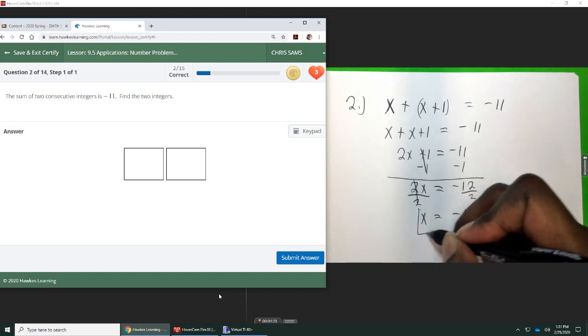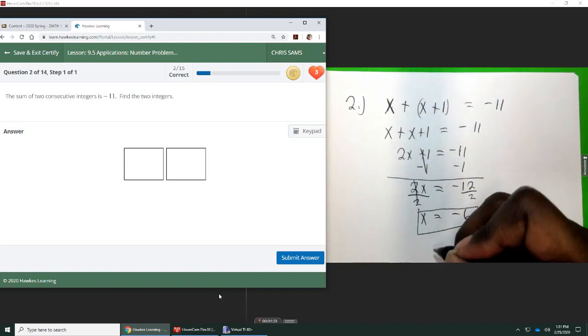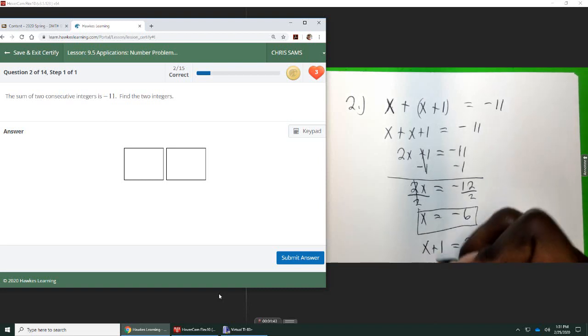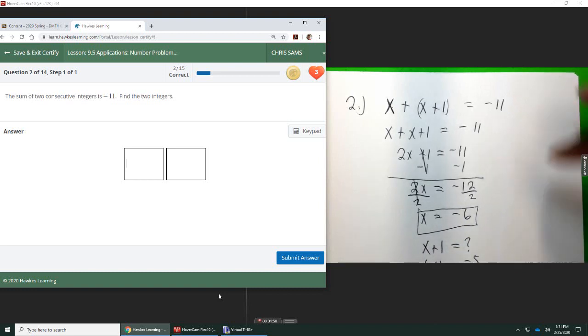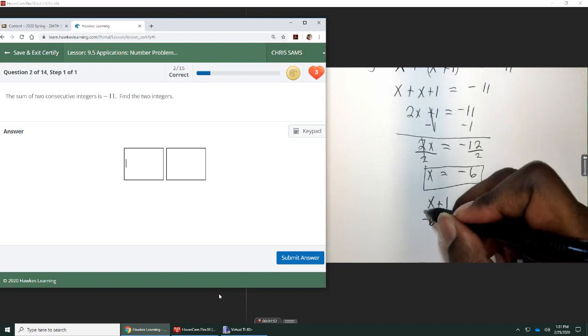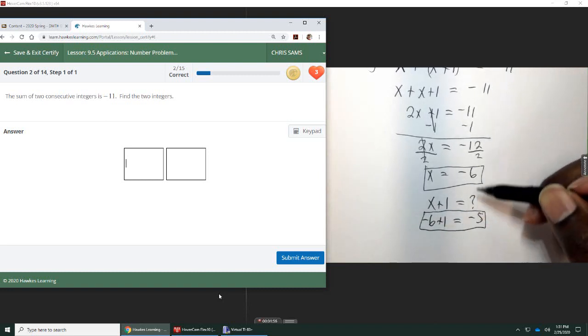Okay, so we are finding out that x is equal to negative 6. But we had two numbers, so x plus 1, we'll figure out what that is equal to. So I'll plug in negative 6 for x plus 1, and that gives us negative 5. Okay, so our two answers are negative 5 and negative 6.